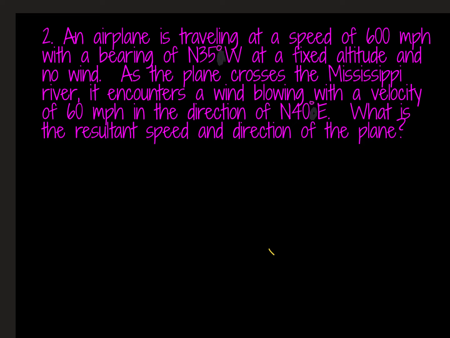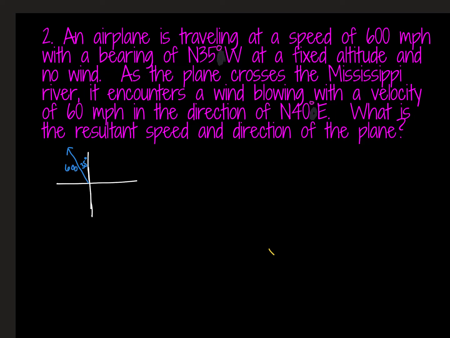All right, so this is an example where we are going to be finding the resultant vector. In this example, we are given two different vectors. I'm going to draw them separately and find their components. My first vector is going to be my airplane. The airplane is traveling at 600 miles per hour, so that's the magnitude, with a bearing of north 35 degrees west. So that is 35 degrees, and then it had a magnitude of 600.